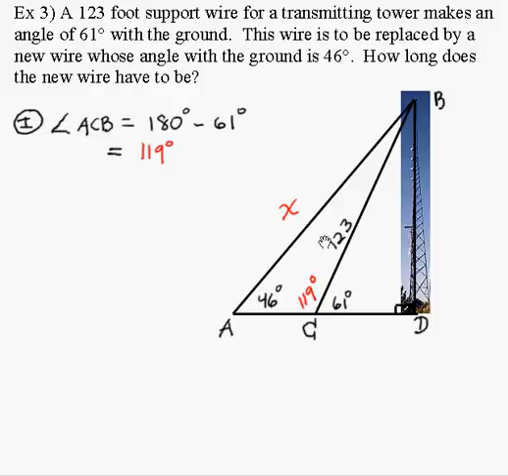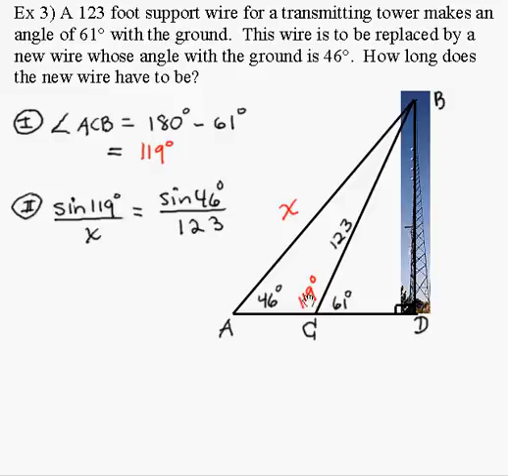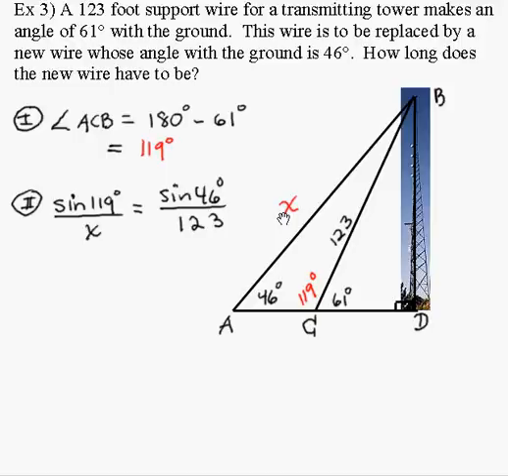And if we look at this triangle now, we know an angle and the side opposite. We know another angle, and we're looking for the side opposite that. We know 3 out of the 4 things, and it's time to use the law of sines. So the sine of angle C over side C, which we're calling x here, is the sine of 119 over x. That equals the sine of angle A over side A, which is the sine of 46 degrees over side A, which is 123.